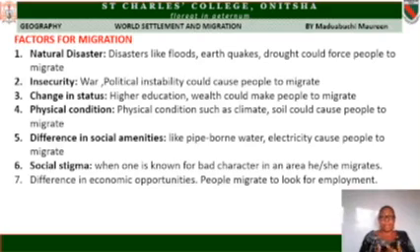Five, difference in social amenities, like pipe-borne water, electricity, cause people to migrate, especially the youths. They migrate from rural areas to urban areas to enjoy social amenities. Six, social stigma. When one is known for a bad character in an area, he or she migrates because he will no more be socially accepted in that environment. Seven, difference in economic opportunities. People migrate to look for employment.